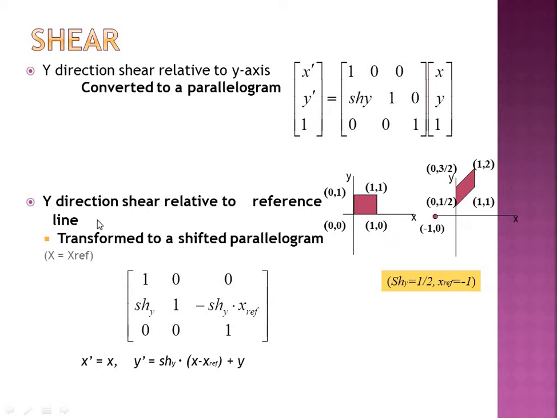The next one is y direction shear relative to reference line x equal to x reference. In this case the square will get converted to a parallelogram and also it gets shifted slightly upwards because it is a y direction shear. So the standard matrix is given as this.